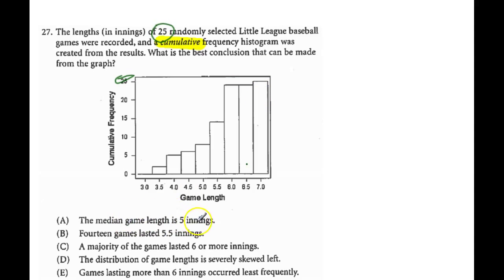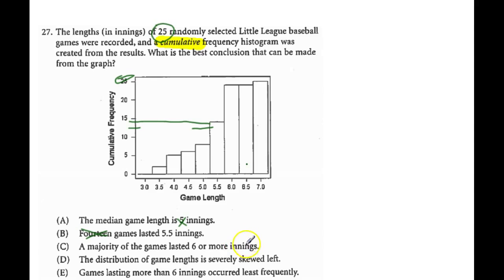So the median game length is 5 innings. Well, the median would be somewhere, 12.5, right across to about here. 5.5, that's not right. 5 is not right. 14 games lasted 5.5. So 5.5, if I follow that across, I would say 14 games were 5.5 or less. A lot of those games were less than 5.5 innings. So not all 14 of those games were 5.5.